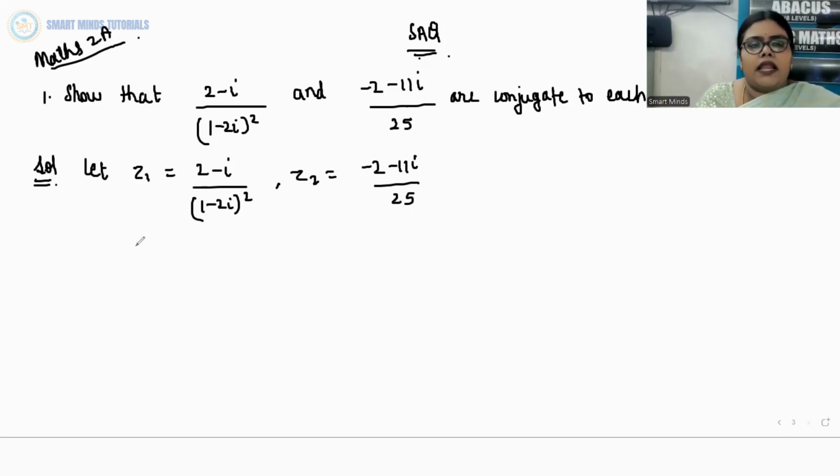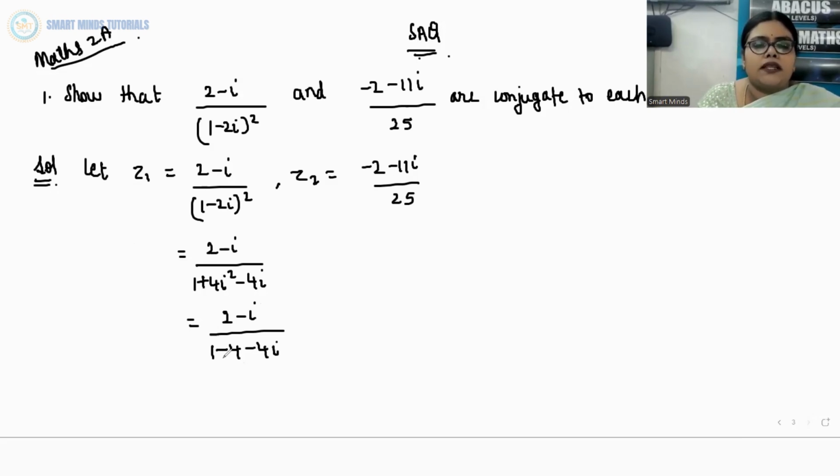Now we'll take Z1, we will solve it, and we will see that we are getting the conjugate of Z2. So that is (2 − i) by, open the brackets in the denominator, (a − b) whole square, so a square plus b square minus 2ab. That is (2 − i) by 1 − 4 − 4i. Why did I write minus 4 here? Because i square is minus 1. That is (2 − i) by (−3 − 4i).